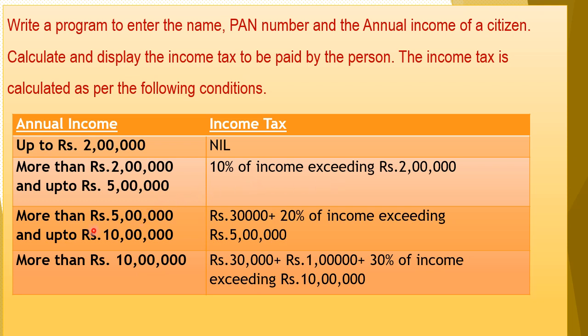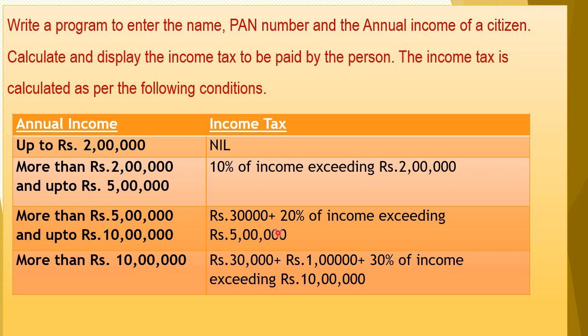And if the annual income is more than rupees 5 lakh and up to 10 lakh, the tax to be paid by the person is rupees 30,000. From where we get the 30,000? This 30,000 is the 10% of the income from 2 lakh to 5 lakh. From 2 lakh to 5 lakh, there is 3 lakh. So in that range, the tax rate is 10%. So 10% of 3 lakh is 30,000. 30,000 plus 20% of the income exceeding 5 lakh.